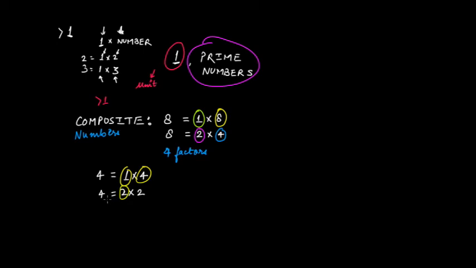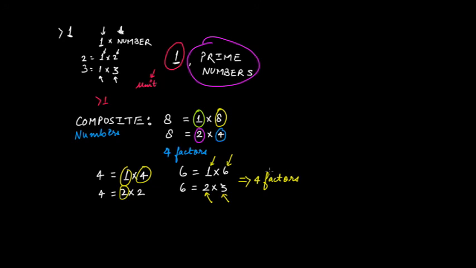You can take another number. Take 6. So 1 multiplied by 6, and the other way would be 2 multiplied by 3. So 1 is a factor, 6 is a factor, 2 is a factor, and 3 is a factor of 6. So it has a total of 4 factors, so it can't be a prime number.